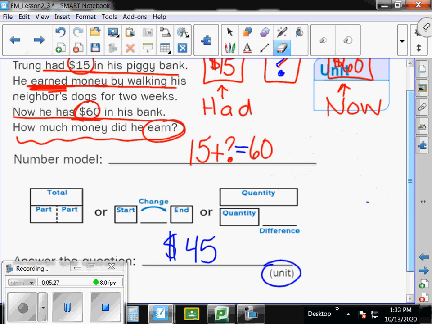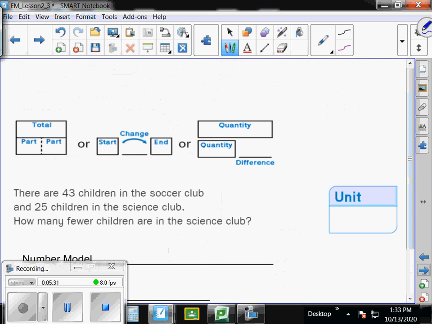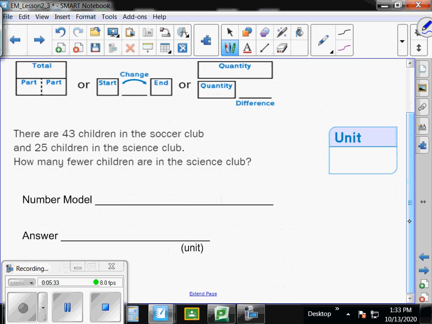All right, let's look at another problem together. This problem here says there are 43 children in soccer club and 25 children in science club. How many fewer children are in science club? All right, let me read it again slower, and I'll start drawing a picture. It says there are 43 children in soccer club. So I'm just going to put 43, and I'm going to label this soccer.